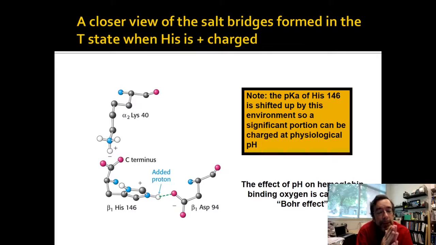So look at that proton. That proton is literally forming a bridge between the histidine and the aspartate. We know that the histidine pKa is going to be close, plus or minus 1 unit or 2, to physiological pH, so it makes sense that it could be something where you add the proton and it forms the bridge, strengthens the T state, weakens oxygen binding.